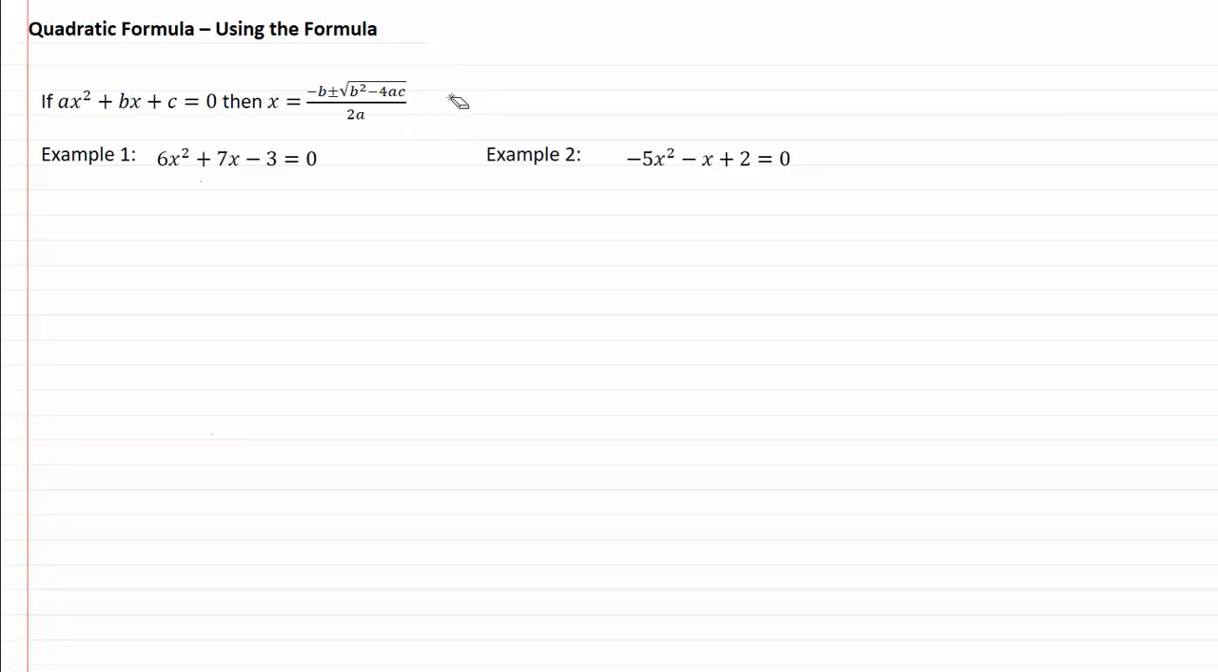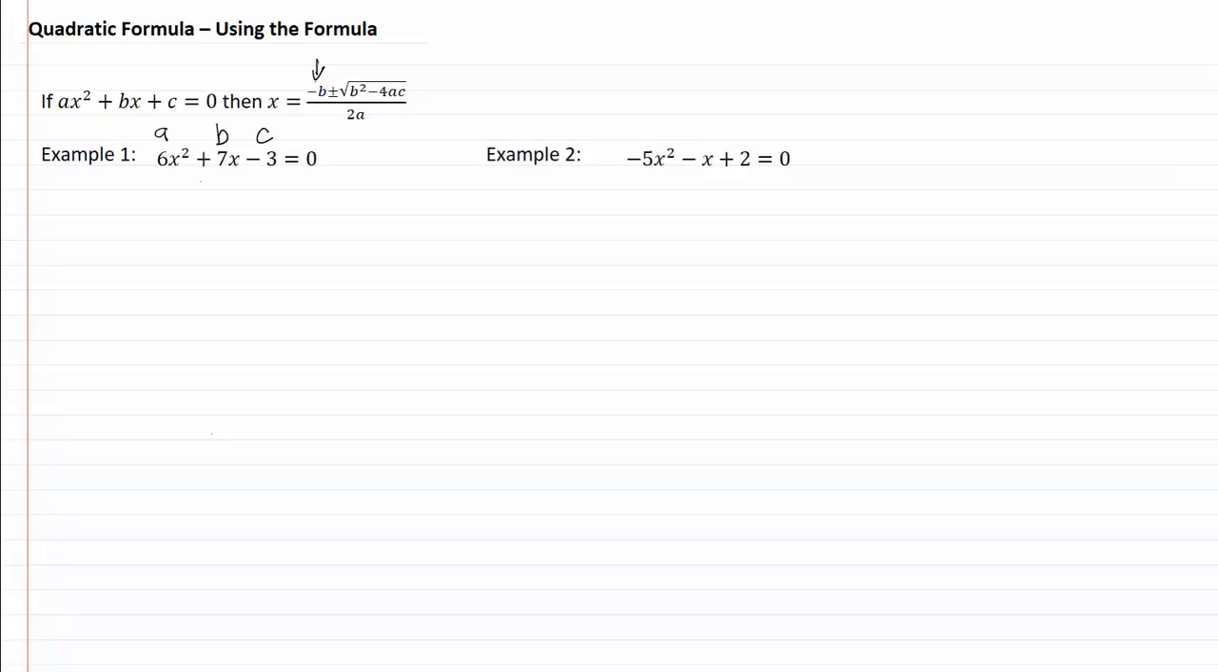until you get it memorized. You will have to have this memorized. Let's take a look at example 1 and see how this works. Our 6 is going to be our A, our B is 7, and our C is a negative 3.